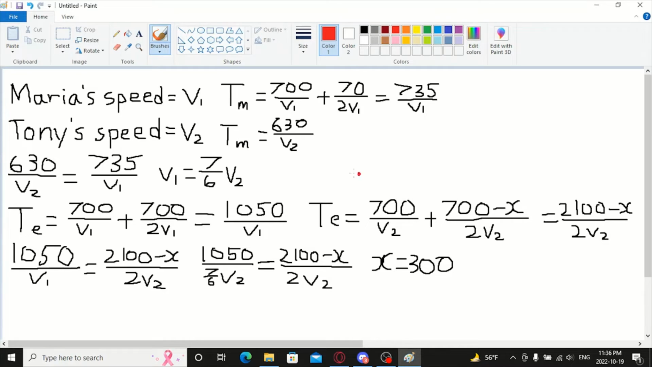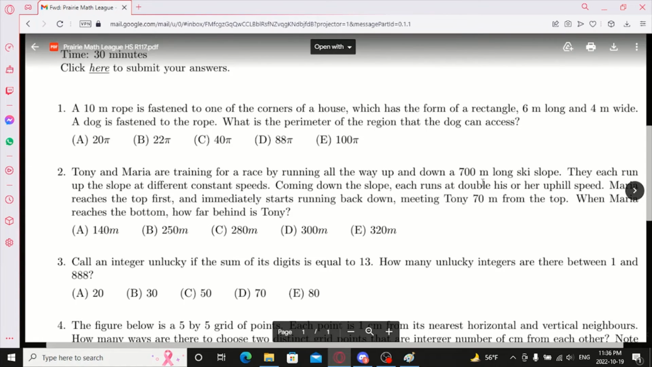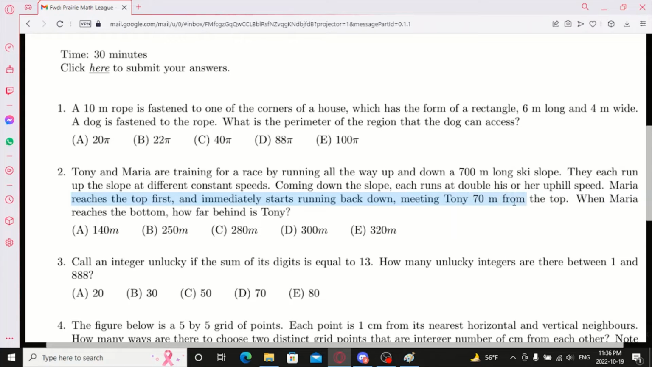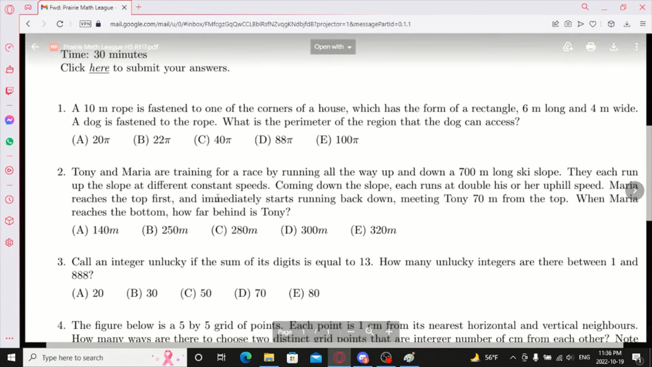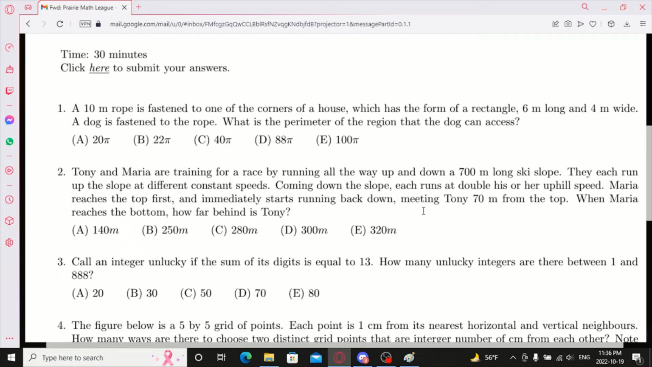This is the process for solving this question. So first, let Maria's speed equal v1 and let Tony's speed equal v2. From here, we know that Maria reaches the top first and immediately starts running back down, meeting Tony 70 meters from the top. This means that Maria ran 700 meters uphill and 70 meters downhill, and Tony ran 630 meters uphill.